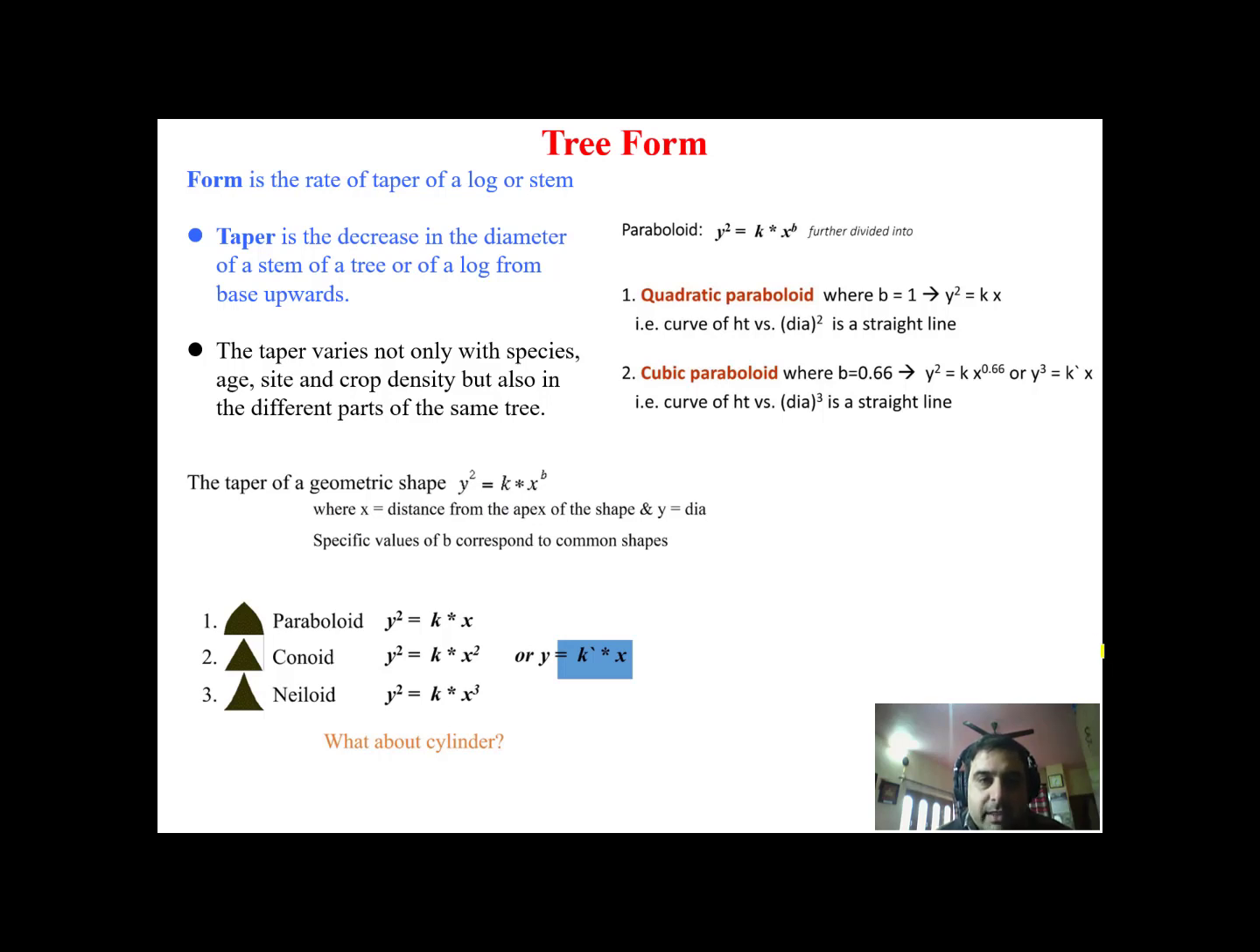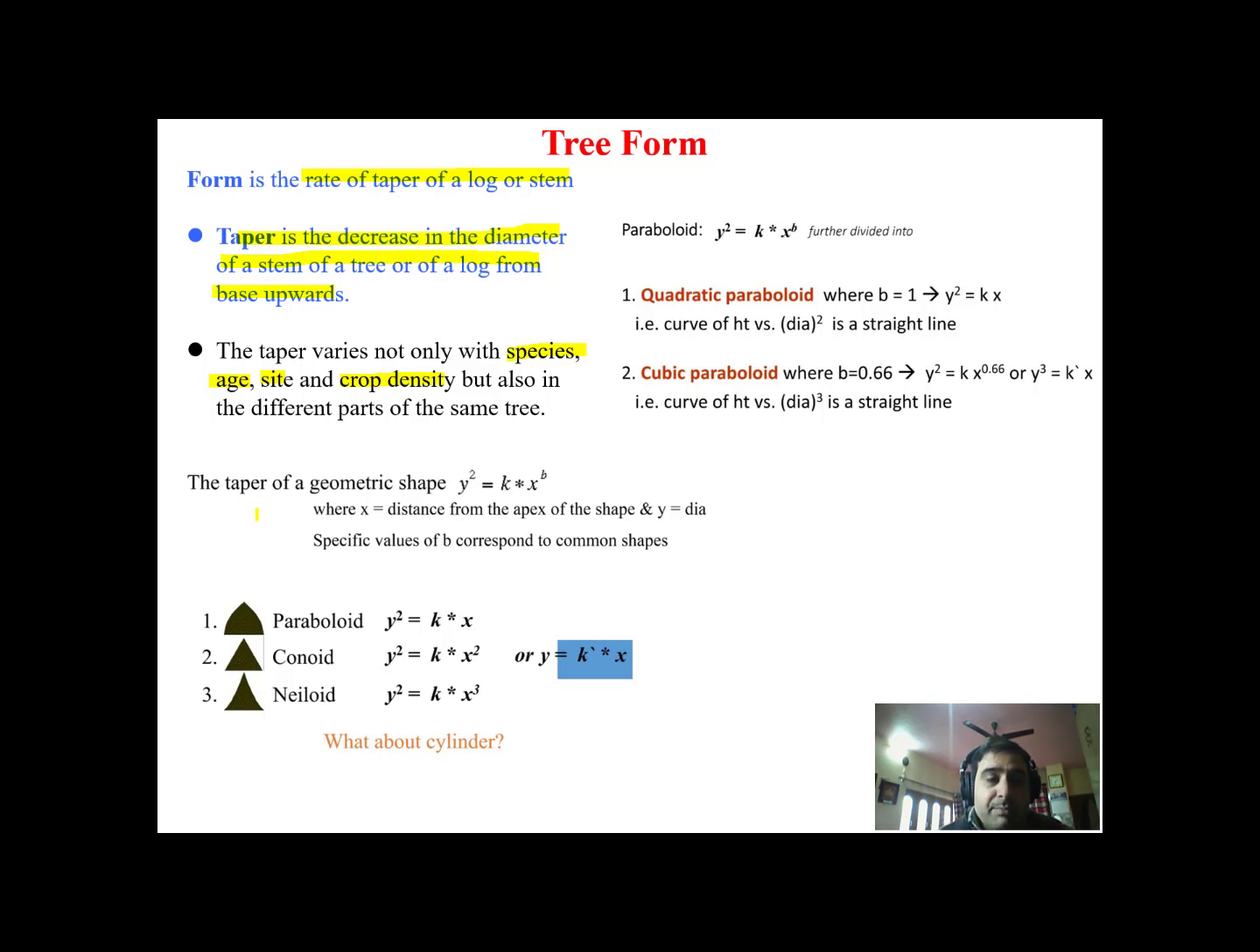Welcome back. Today we study tree form, which is more closely related to the shape of the tree. To understand this, form is the rate of taper of a stem or a log. What is taper? It is the decrease in diameter of a stem of a tree or of a log from the base upwards. This taper varies with species, age, site, and crop density.